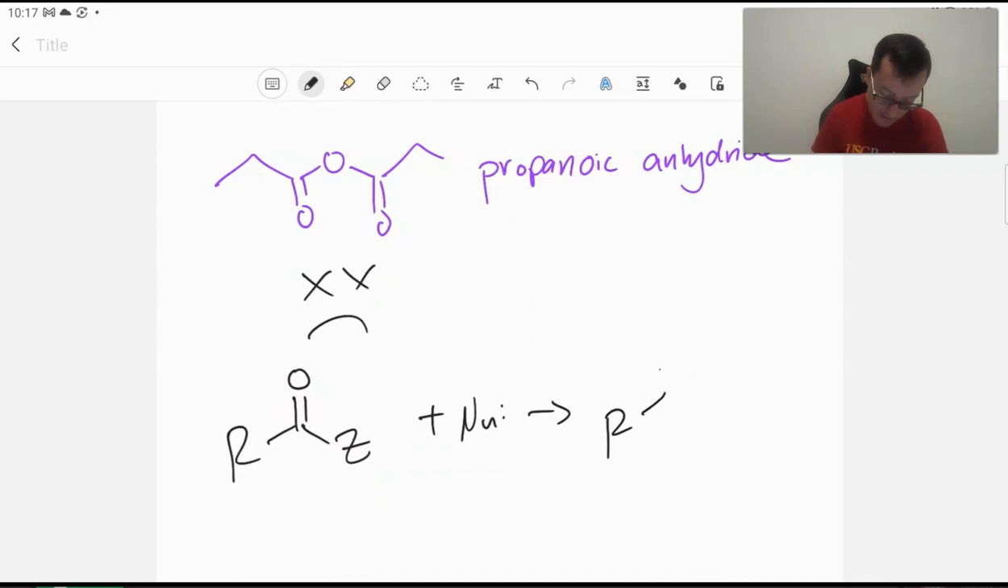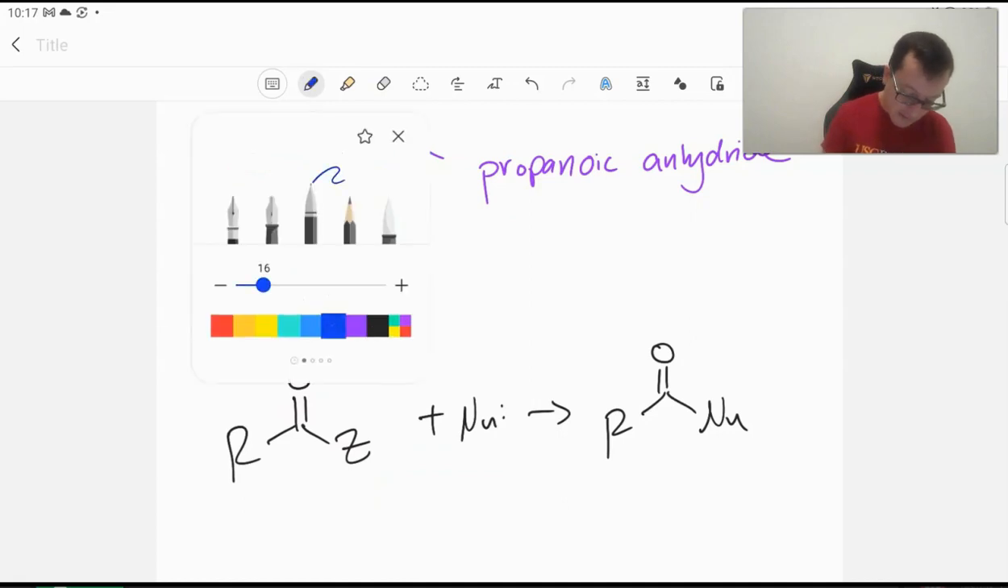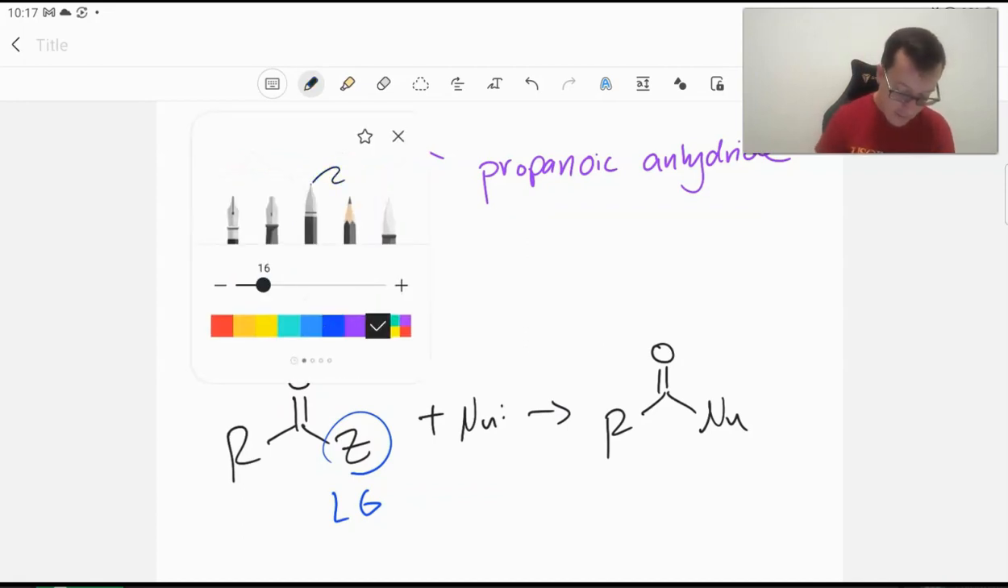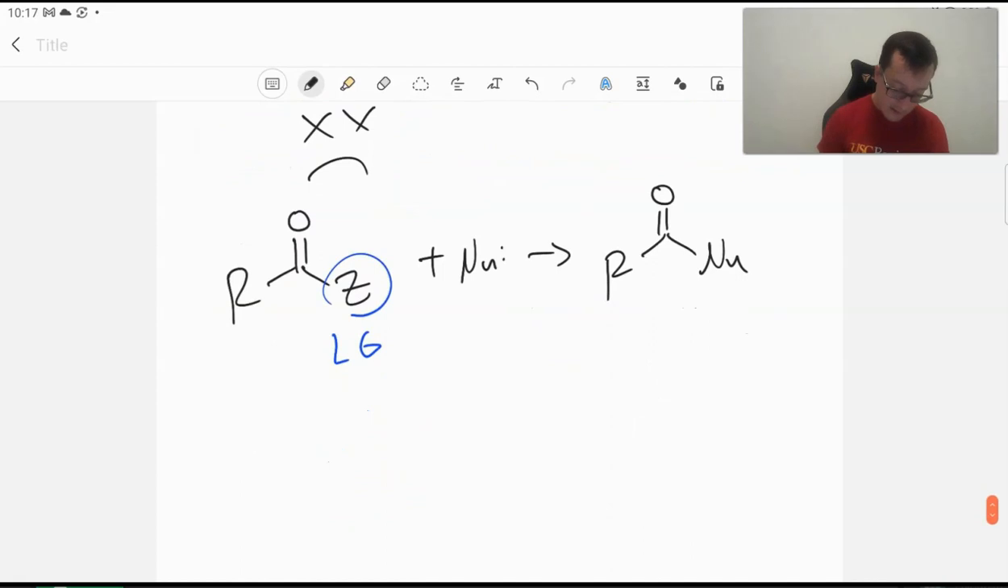We're going to end up kicking out a leaving group, which I'm going to just put as Z. If you end up reacting one of these things with a nucleophile, you will just kick out your leaving group and get your nucleophile there. It's very exciting. Let's take a look.